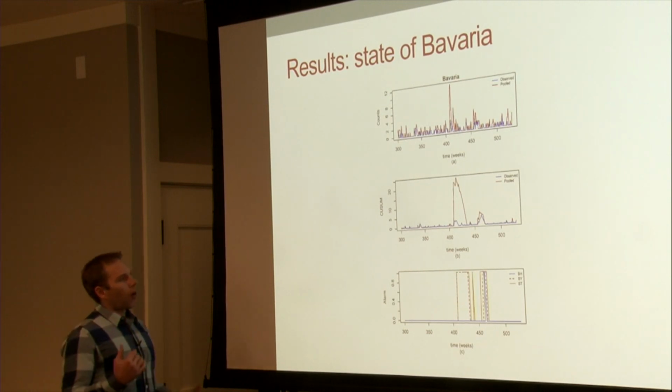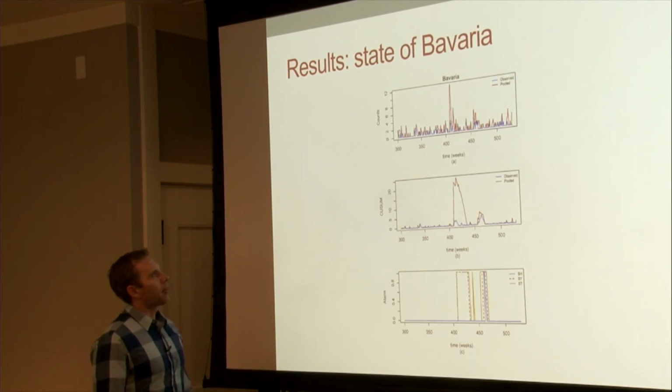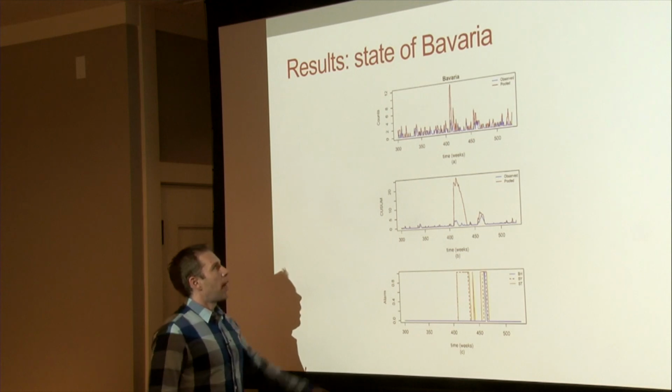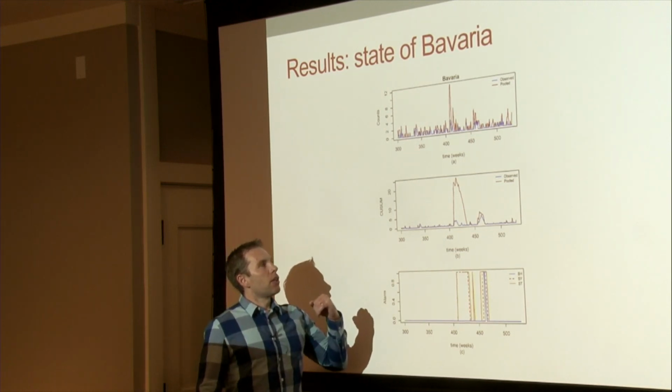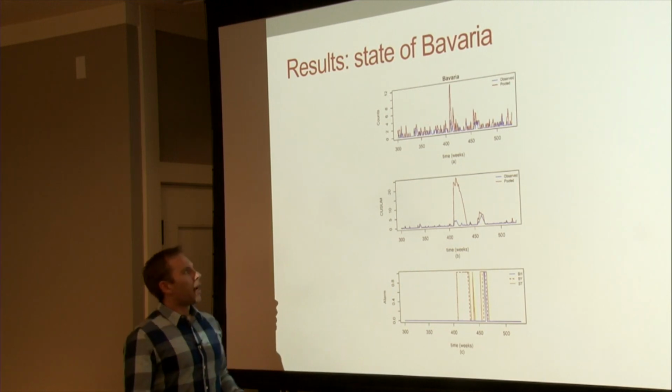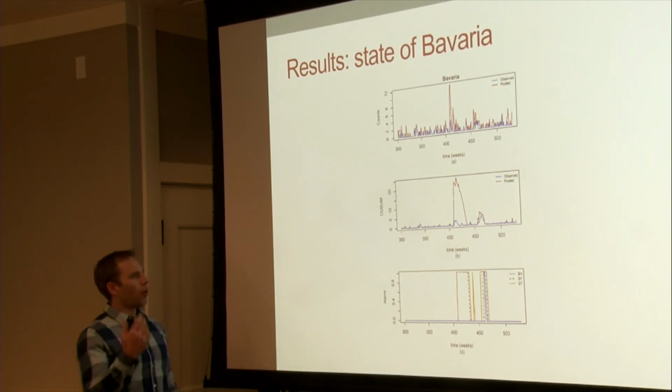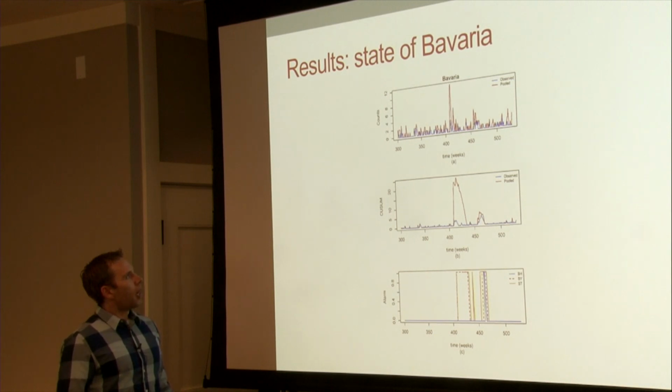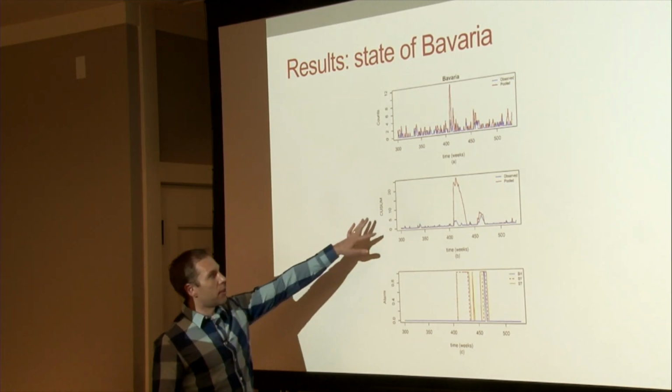So here's some results for the state of Bavaria. You can see the blue line at the top is what you would get if you just apply the regular old Q-sum method, no pooling. The red is what you get when you actually pool nearby regions. Those are the disease counts. This is the Q-sum statistic.